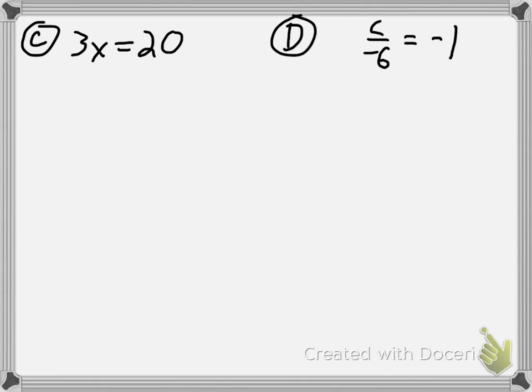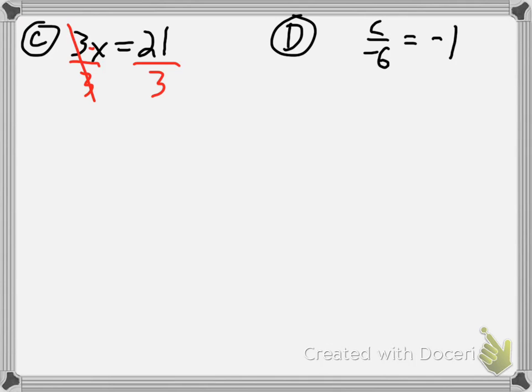Example C, 3x is equal to 21. So in order to solve this, I need to think, what operation is this telling me? Well, if there's no symbol between the 3 and the x, that's telling me multiply. So I need to do the opposite of multiply to get my x by itself, which is divide. So I'm going to divide on both sides. Well, what am I going to divide by? I'm going to divide by 3. So divide by 3, divide by 3.